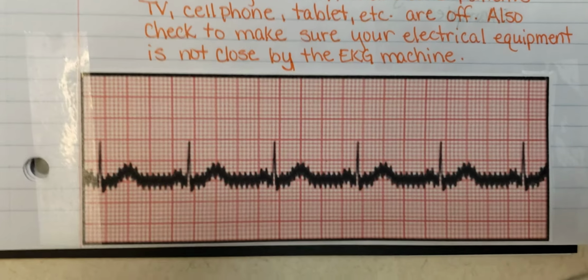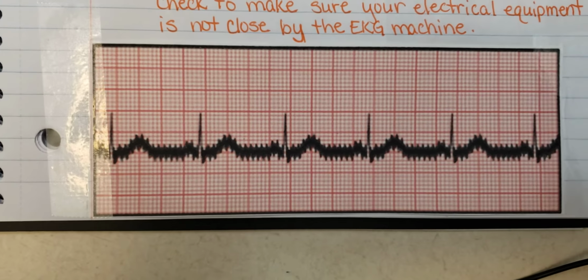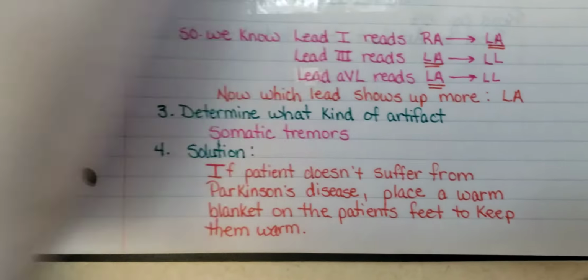This is a 60 cycle interference. This is what it looks like.